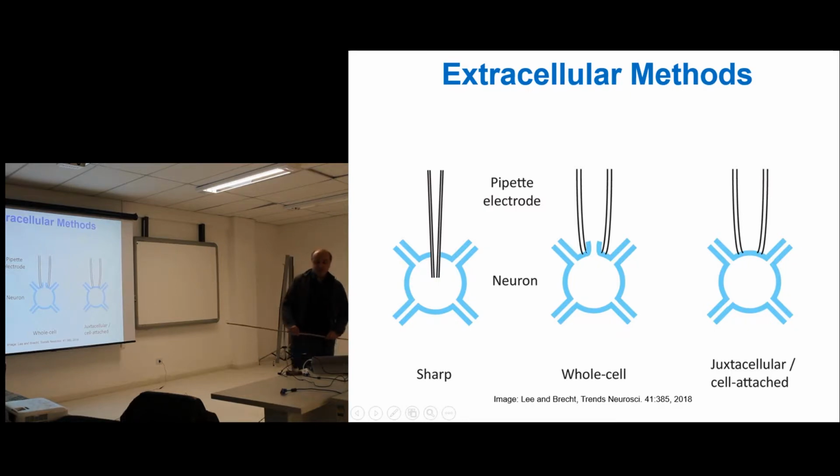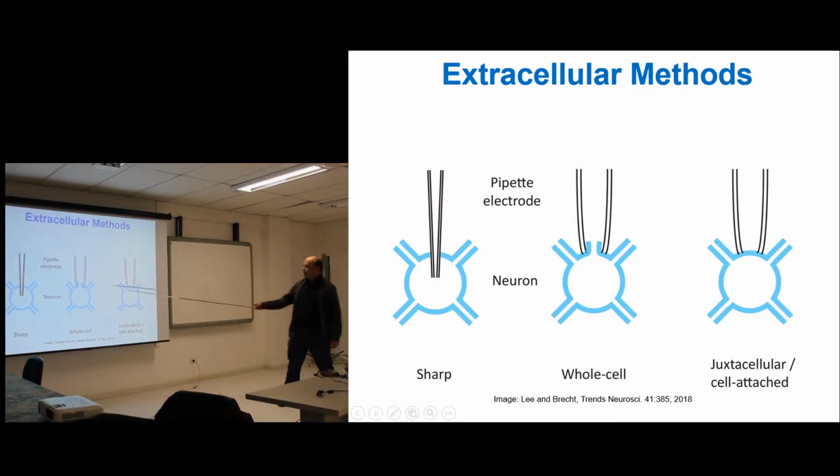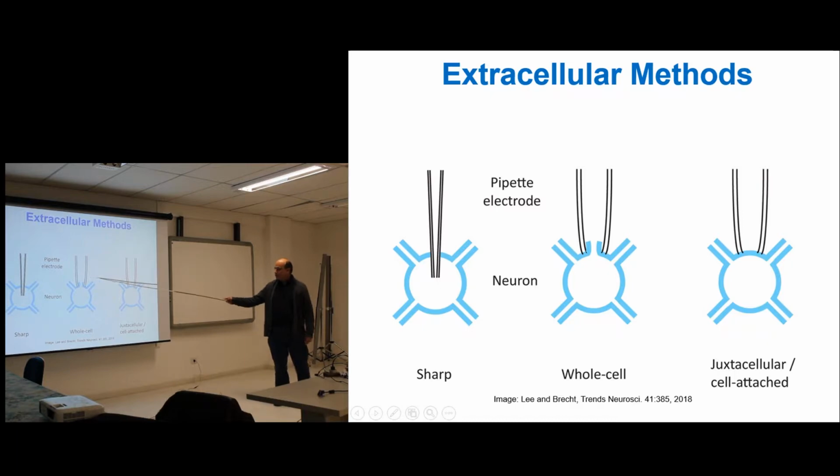Before we move on to extracellular methods, there's one other method we should talk about that's kind of a hybrid between these two, and this is called juxtacellular or cell-attached recording. So you use the same kind of electrode as your whole cell, and you try to make a seal onto the cell. It doesn't have to be a very good seal, you just basically have to have the electrode up close to the cell, and you don't try to break into the cell by rupturing the membrane. You just essentially have the electrode very close to the cell.